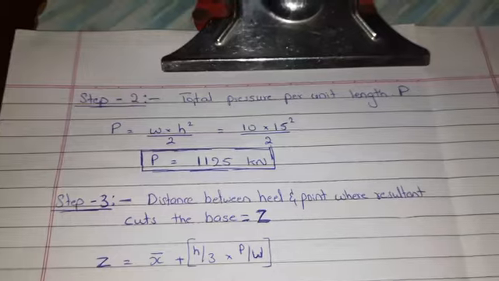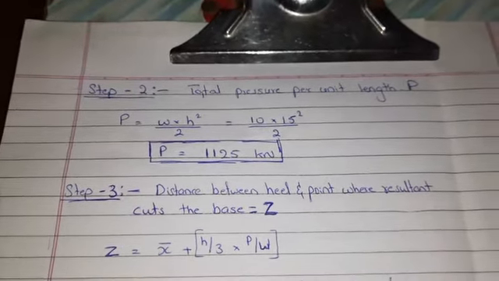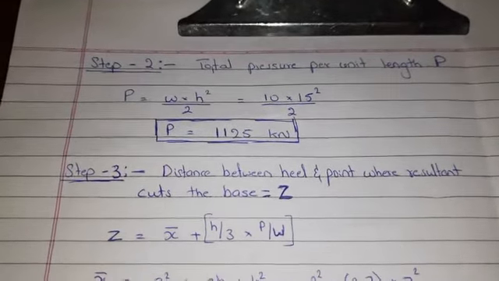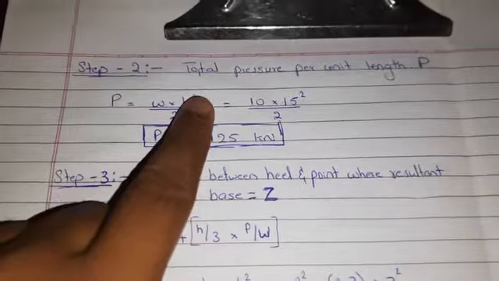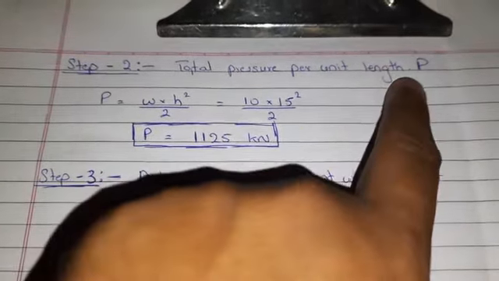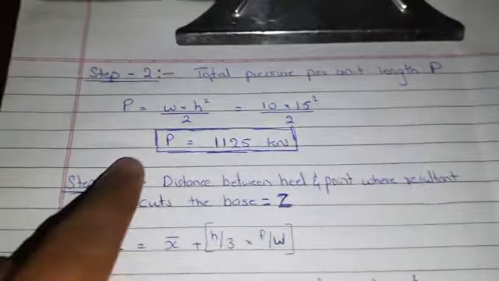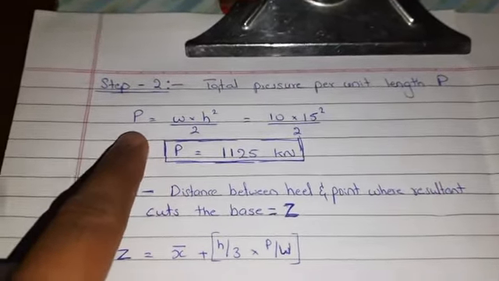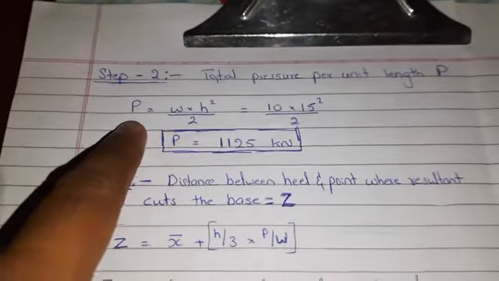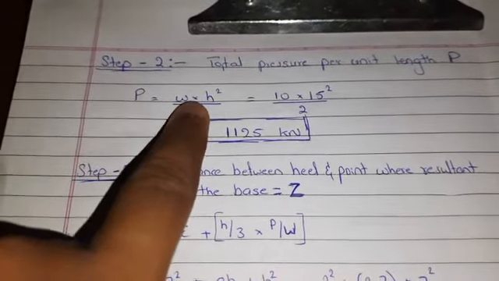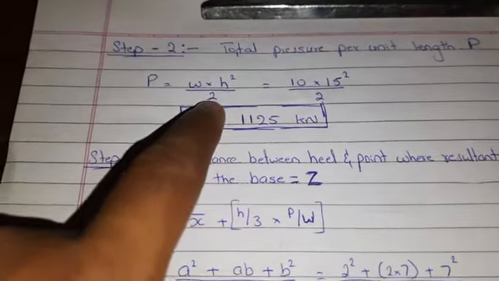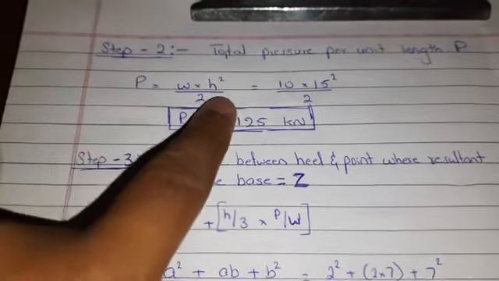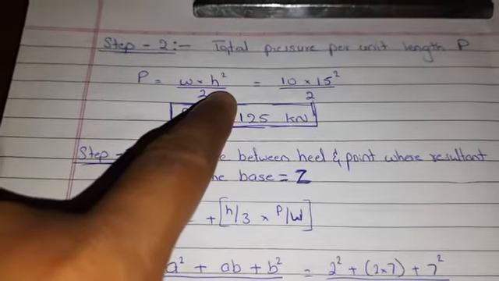1728 kilonewton. After calculating the total weight of the dam per unit length, step number 2 is total pressure per unit length, given by capital P. Total pressure means the total pressure which is acted by water. That is why in the formula we are using small w into small h square divided by 2, where small w is specific weight of water and small h is total height of water stored in the dam.